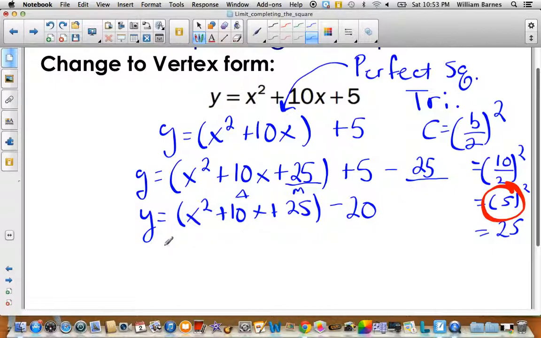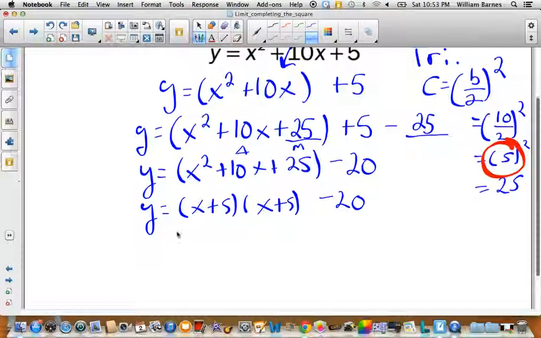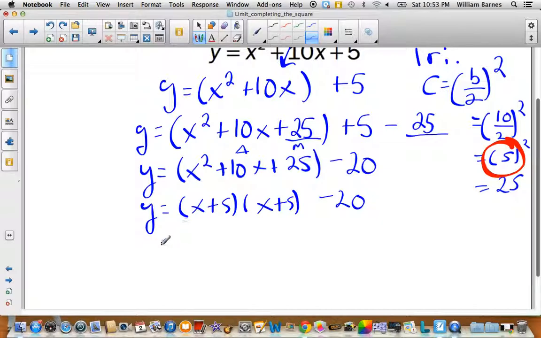So I end up with y is equal to (x plus 5) times (x plus 5), minus 20. So that's my factored form. And then I go one step further and just rewrite this. Since it's (x plus 5) times (x plus 5), I can rewrite it as (x plus 5) all squared.